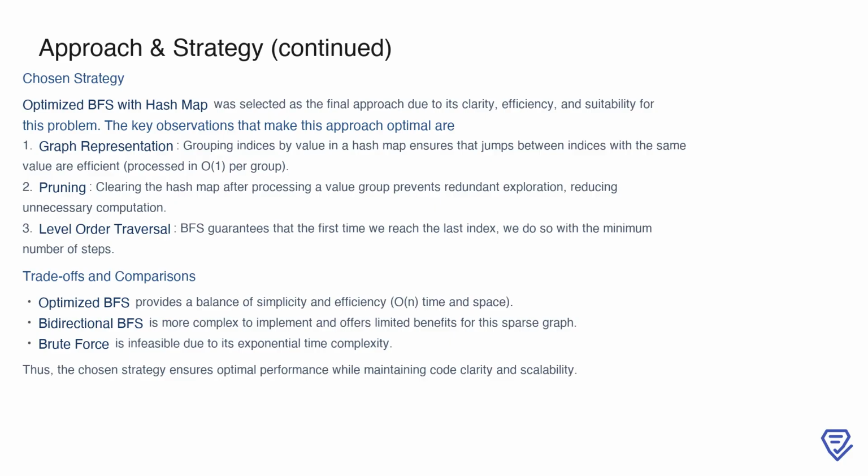While bidirectional BFS offers theoretical advantages in certain cases, its added complexity is unnecessary for this problem's sparse graph structure. Brute force, on the other hand, is infeasible due to its exponential time complexity. Thus, the optimized BFS provides a scalable and clear solution, making it the ideal choice for solving Jump Game 4.